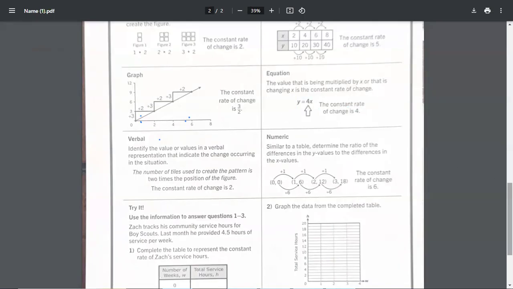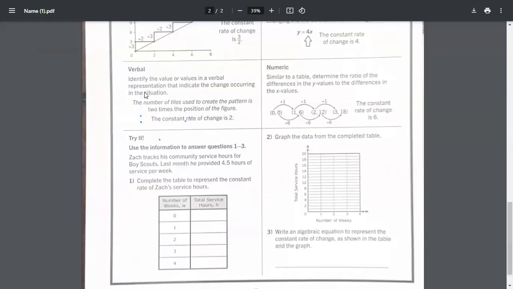All right. Now, when I look down here at the bottom, you're going to see the verbal representation. If they identify the value in a verbal representation, the number of tiles used to create the pattern is 2 times the position of the figure. So the constant rate of change is 2. The reason you know that is because the number of tiles used to create the pattern, a pattern means that it is consistent. A pattern is like AABB, AABB. It's going to repeat itself. That's what a pattern is. And it's telling you that the pattern is 2 times. The number is 2. The word times means to multiply. That is telling you that that is our constant rate of change. Again, rate of change is multiplication. Okay.